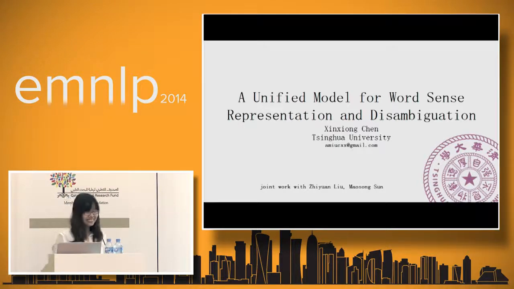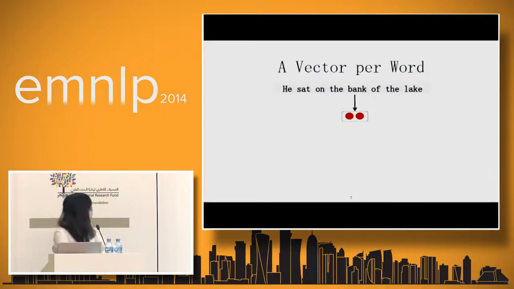So, this talk is about a unified model for word sense representation and disambiguation. Word representation is a very hot research topic recently. It aims at learning a word vector representation for each word, usually the vector representation can capture the semantic and the syntactic meanings of the words.